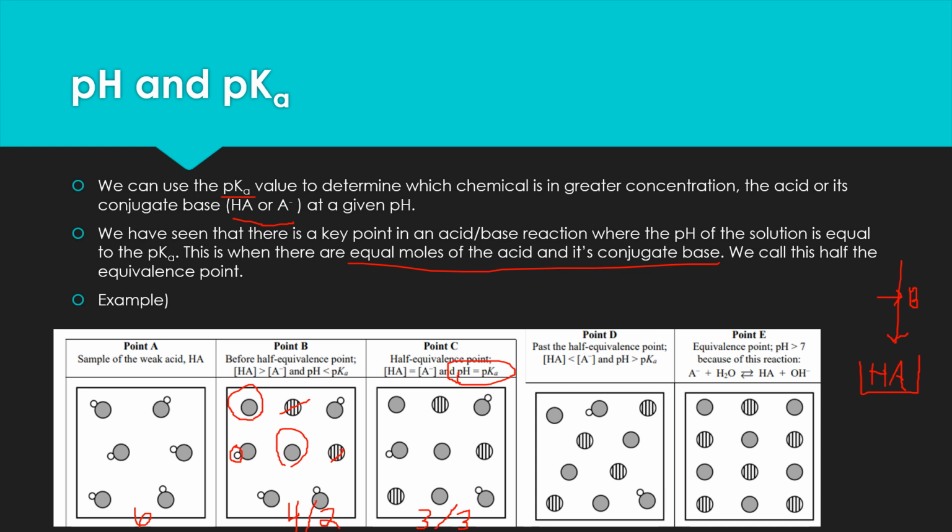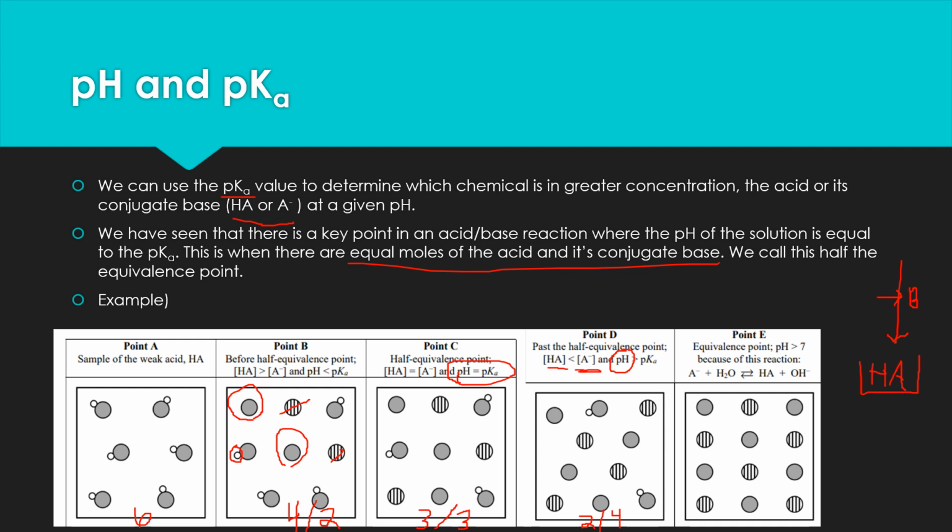Now, if we move on past the half equivalence point, we can see we have 2 molecules of the acid and 4 of its conjugate base, along with 4 of those spectator ions. So now that we have more of the conjugate base than we do the acid, we can see right here we got more conjugate base than our HA, the concentration of our acid. Now the pH is going to be greater than the pKa, okay, because we're on that more basic side.